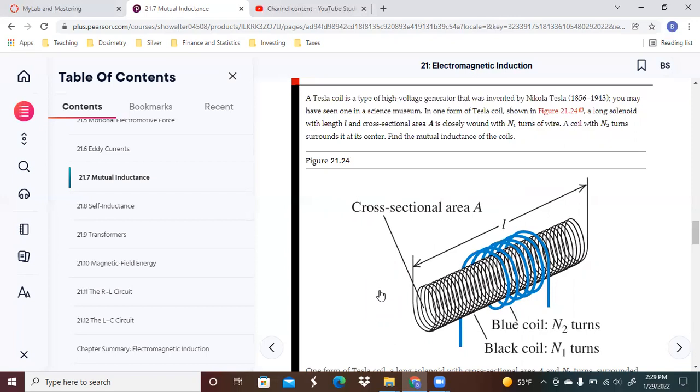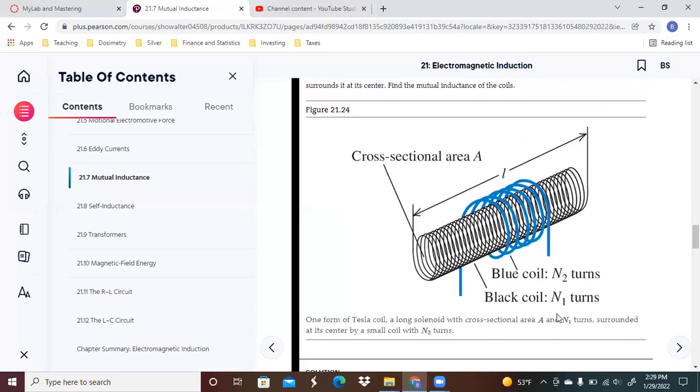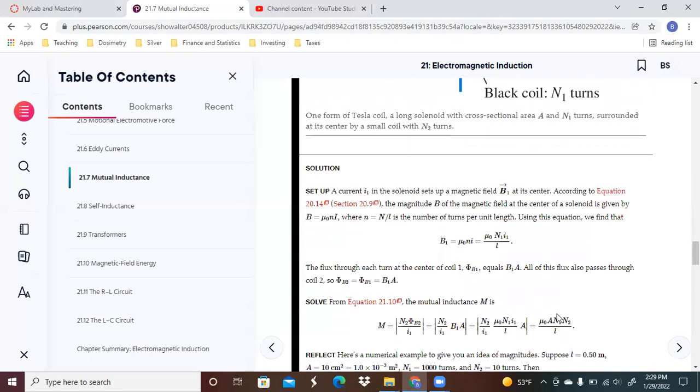In one form of a Tesla coil, a long solenoid with length L and cross-sectional area A is closely wound with N1 turns of wire. Then you have a second coil, N2 turns, that surrounds it at its center. So you can find the mutual inductance of those particular coils.